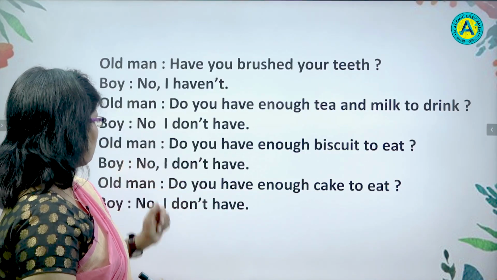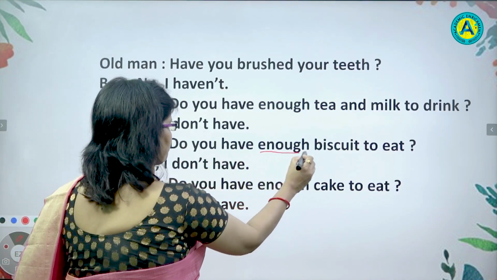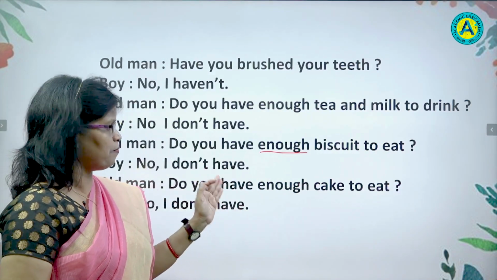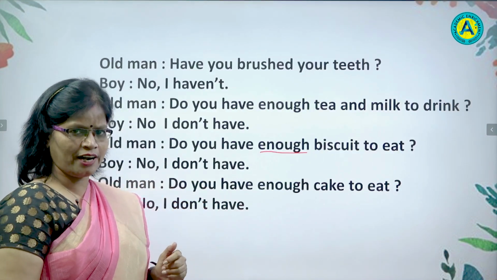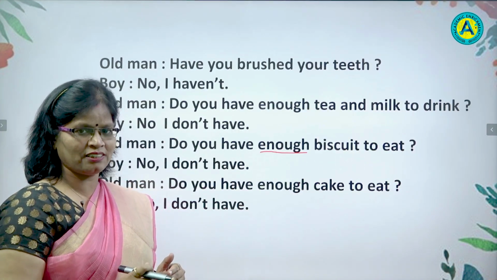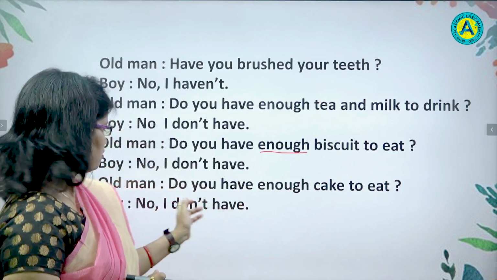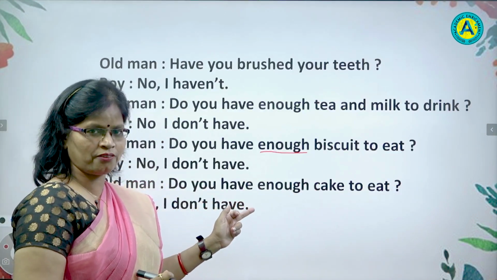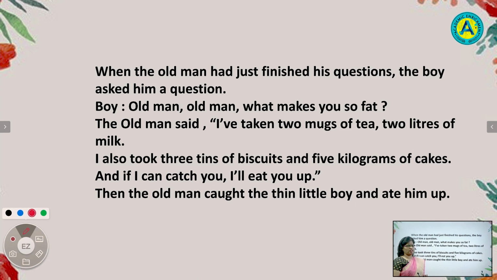Okay. Then the old man asked, do you have enough biscuit to eat? What did the boy reply? Yes. The boy replied, no, I don't have. Again, the old man asked one more question. What did the old man ask? Yes, the old man asked, do you have enough cake to eat? Again, the boy replied, no, I don't have. Okay. Now, students, see, the old man has asked 4 questions to the thin boy, isn't it?